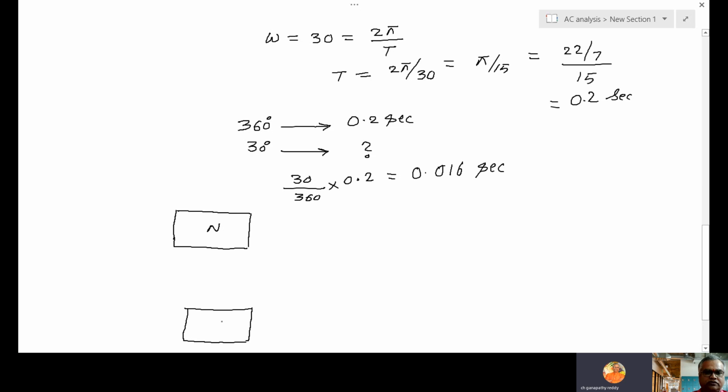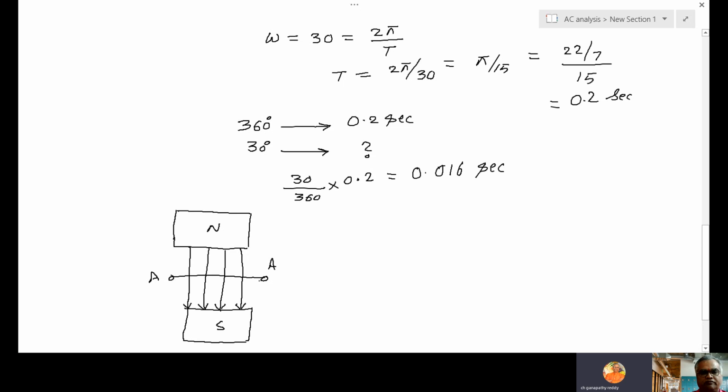The magnetic flux will flow from north to south. These fluxes are not visible. They are just lines of force, not physically visible. You can't see electrons, holes, current, or flux. So let us keep one conductor, A and A prime.